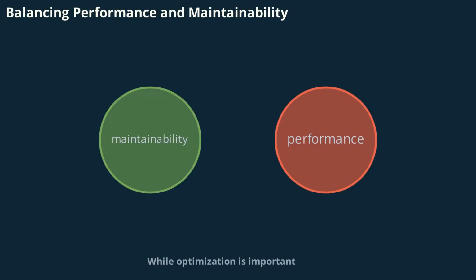While optimization is important, never sacrifice maintainability for a small performance gain. Write clear, well-documented code and use optimization techniques that don't obscure your logic. The best embedded code is both efficient and easy to understand.